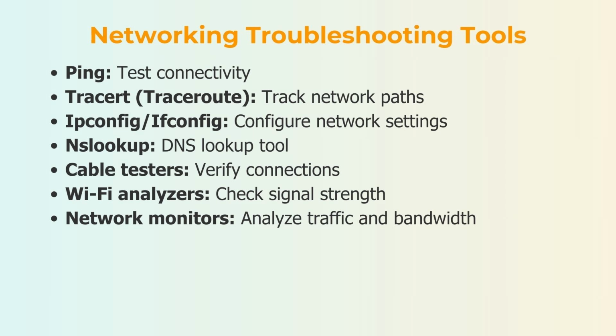When troubleshooting networks, having the right tools can make all the difference. Ping is a basic command that tests whether a device can be reached over the network, and traceroute helps track the path the data takes to reach its destination. These tools can help pinpoint where a network problem is occurring.